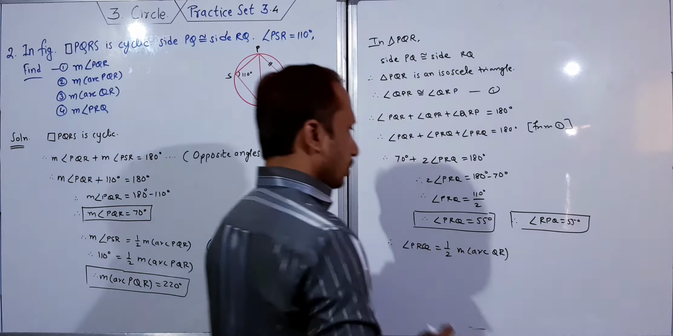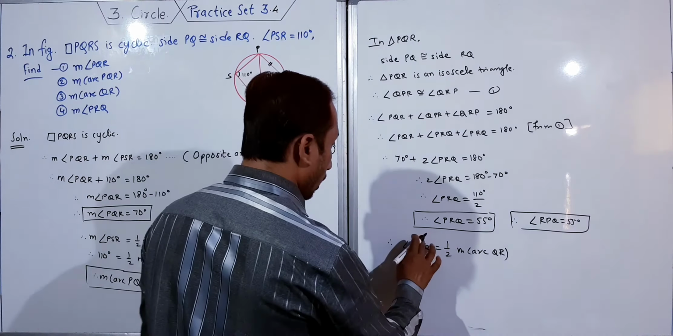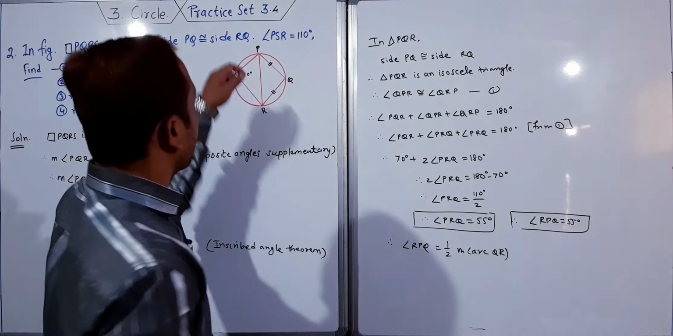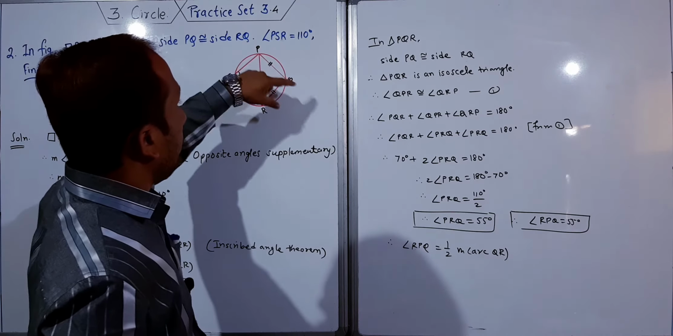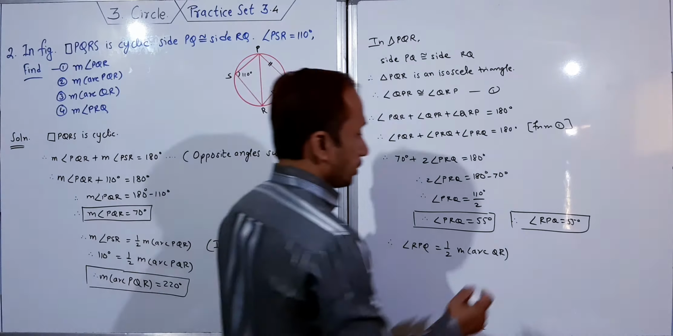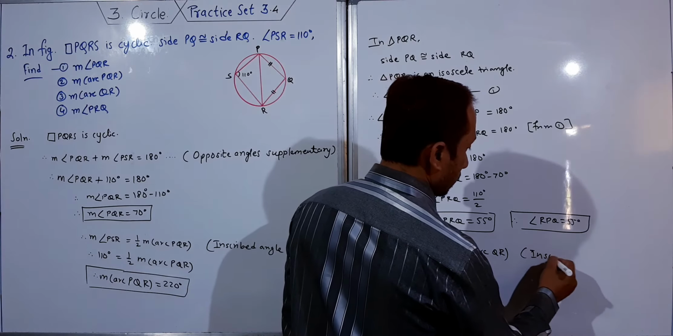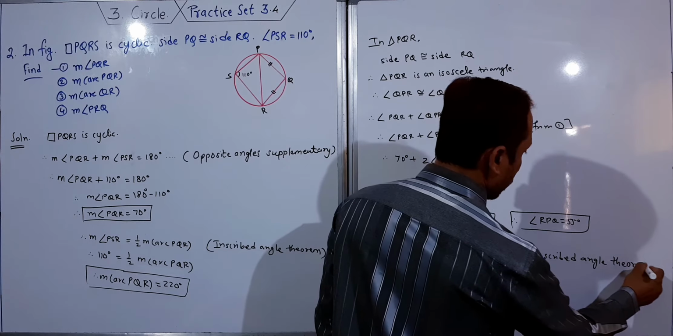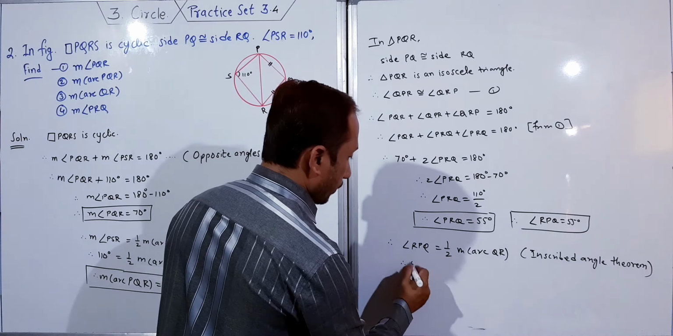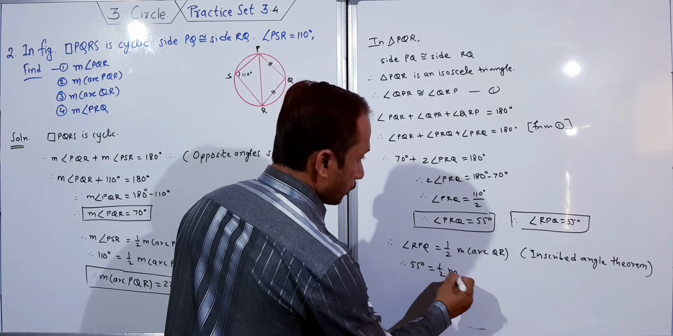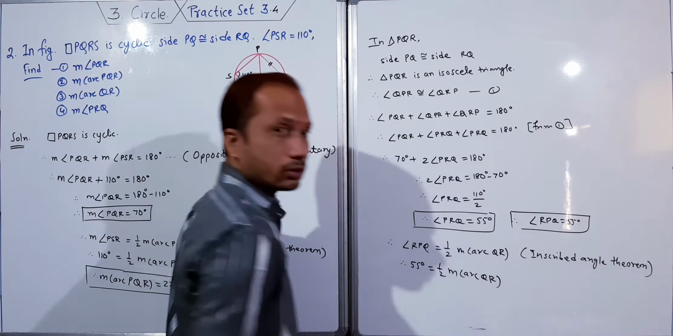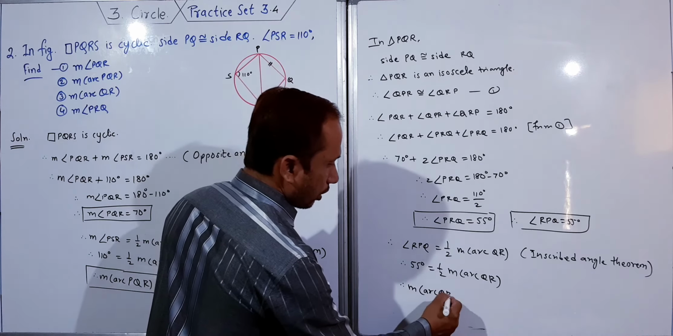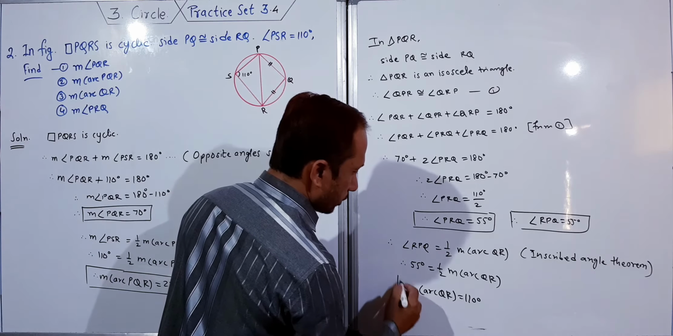Now therefore angle RPQ, we take here RPQ. Now see this angle RPQ, and this is the arc inscribed. So this is the inscribed angle theorem. Use this here. Now see, this is 55, 1/2 measure of arc QR. Everything is very clear. Therefore measure of arc QR is equal to 110 degrees. This is the solution.